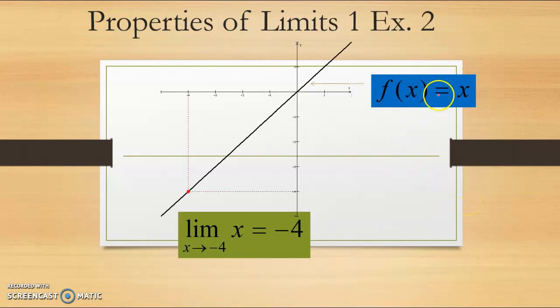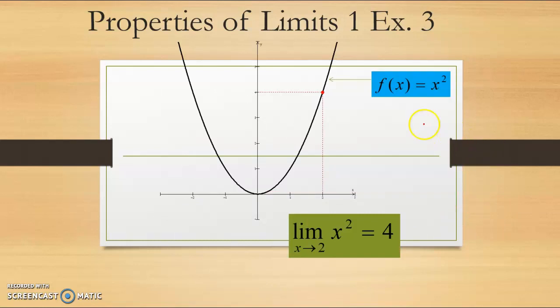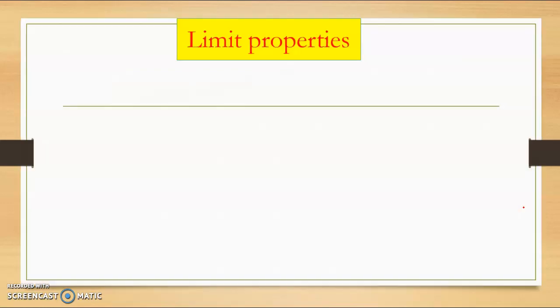The second one, if the function is f of x equal to x, when x goes to any value, that will give you the same value as x goes to. If x goes to minus 4, the answer is minus 4. If x goes to plus 10, the answer is plus 10, according to our property. Number 3, if it is a power function, you can see in the graph, you just have to replace x with the limit value 2. So x squared turns out to be 2 squared, equal to 4. That's the explanation using the graph.